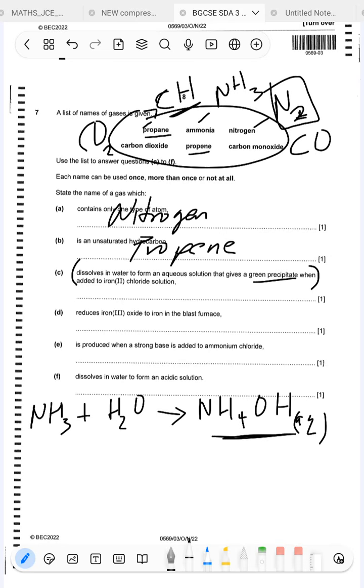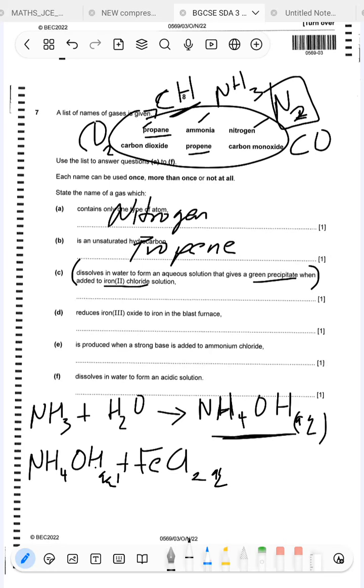Now this is used to test for metal ions. Okay, so in this reaction here, that means the NH4OH will be reacting with what? Will be added to iron 2 chloride. Okay, iron 2 chloride. Okay, what's going to happen there is that the hydroxide comes here, okay, and then the Cl goes to the other side, okay.